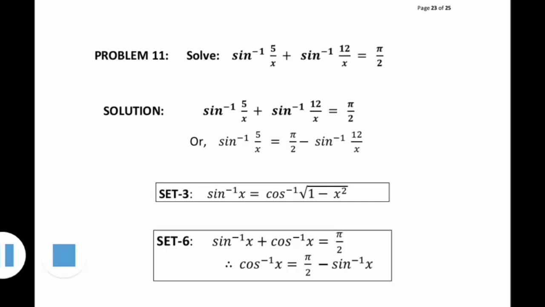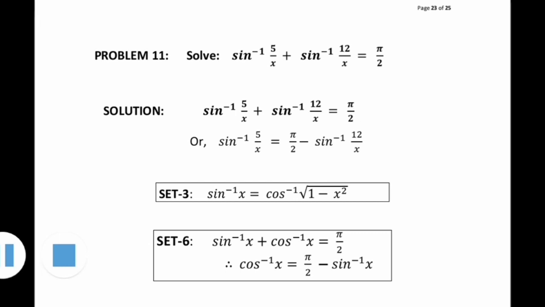Now problem 11. Solve. Sin inverse 5 by x plus sin inverse 12 by x equals to pi by 2. So solve for what? We have to solve for x, that is we have to find the value or values of x. Now solution. So if we consider the given equation first, write it. So sin inverse 5 by x plus sin inverse 12 by x equals to pi by 2.